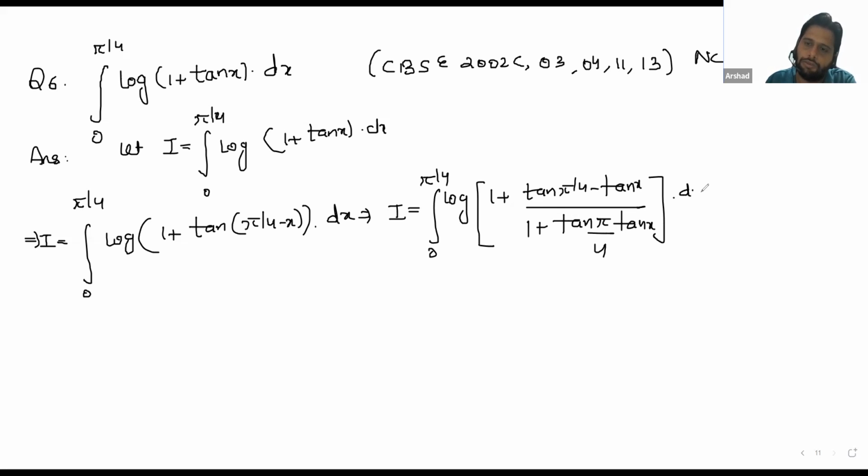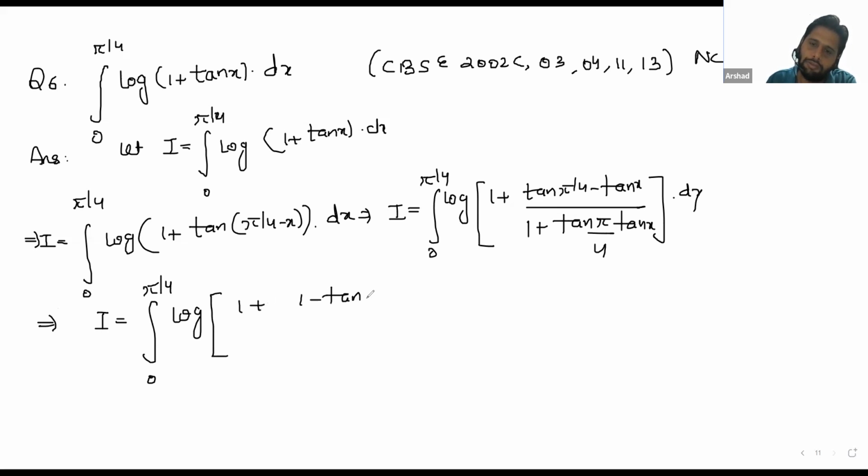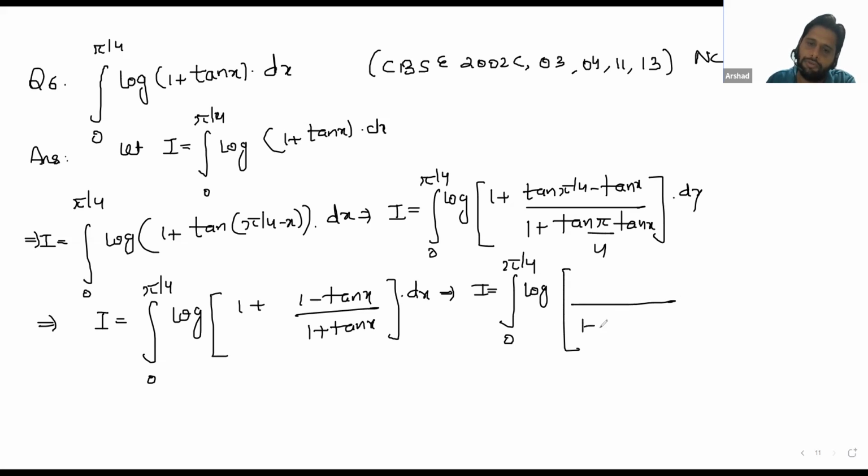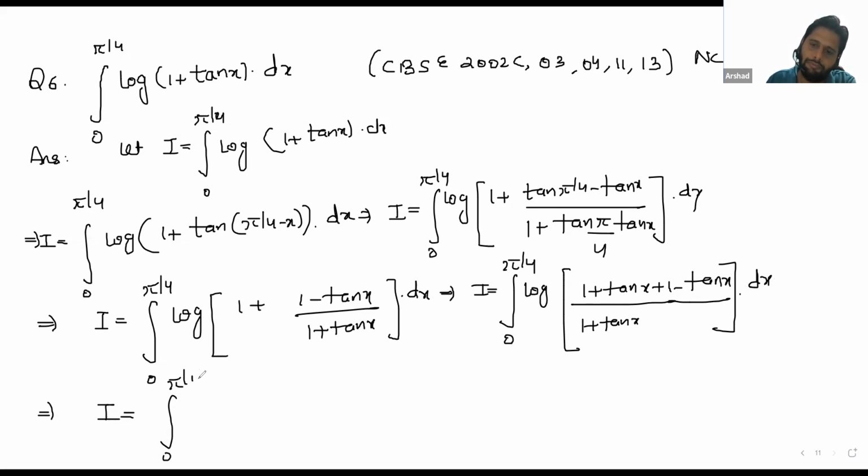Dx. So here you will get what? I is equal to 0 to pi by 4 log, in the bracket, 1 plus (1 minus tan x by 1 plus tan x) dx. So here you will get I is equal to 0 to pi by 4 log, in the bracket write 1 plus tan x plus 1 minus tan x, over 1 plus tan x, dx. Here tan will get cancelled out. You will get log 2 by 1 plus tan x.